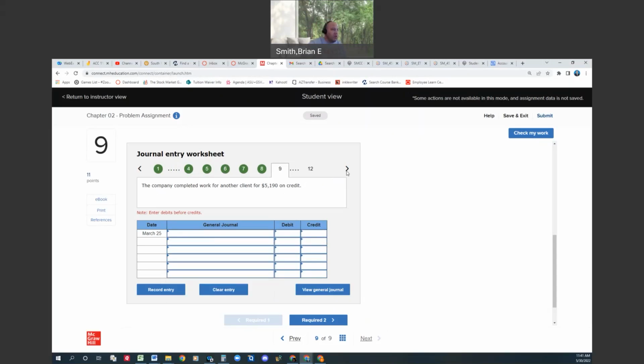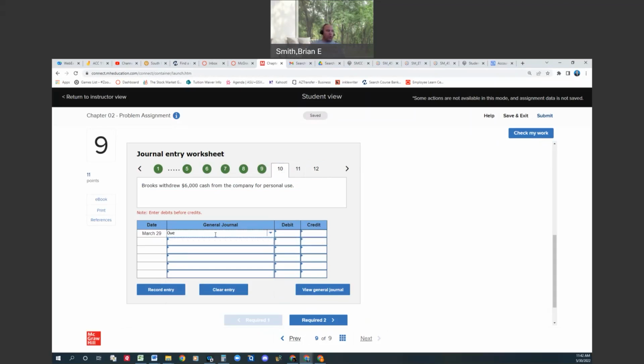Next journal entry. Okay, the company completed work for another client for $9,190 on credit. Okay, we're going to debit our accounts receivable again. Same thing. Whenever we get work completed for someone on credit, they owe us the money. If we ever have someone do work for us and we are going to pay them later, then that's on credit as well. Brooks withdrew $6,000 cash from the company for personal use.